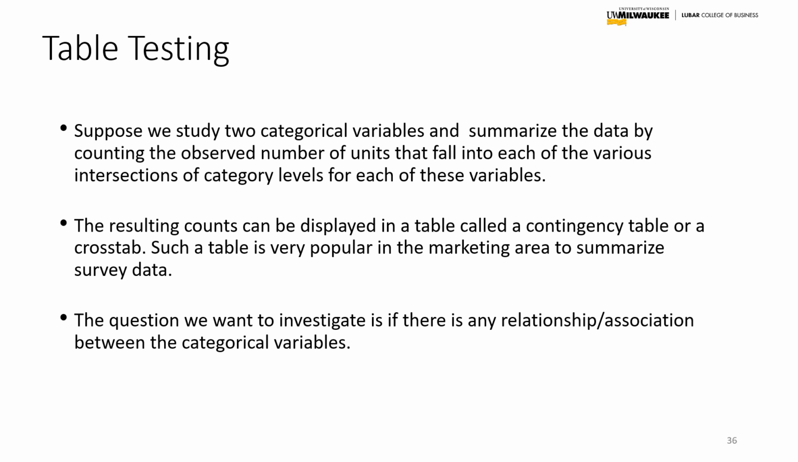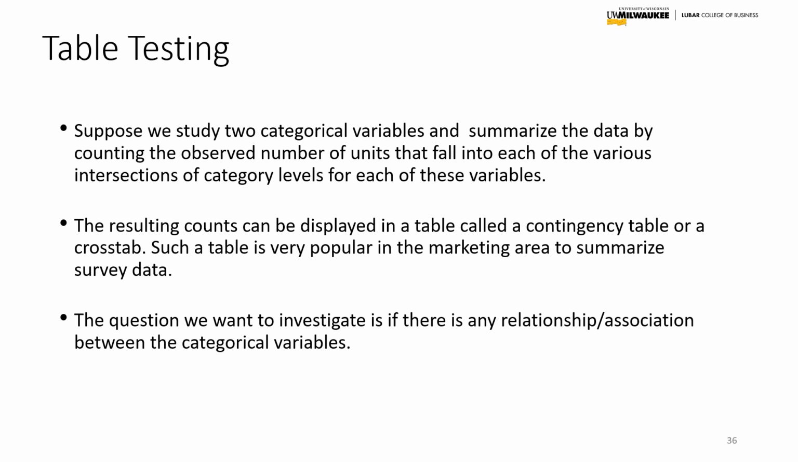Let's turn now our attention to formally questioning the relationship or not between categorical variables. Recall that with categorical variables, we are basically making tally counts of how often a given situation occurs. With two categorical variables, we're actually making tally counts of how often the intersections between category levels occur. Now, the resulting counts can be displayed in a table called a contingency table or a crosstab, and it's very popular in the marketing area because there's a lot of survey type data, which often are categories against categories.